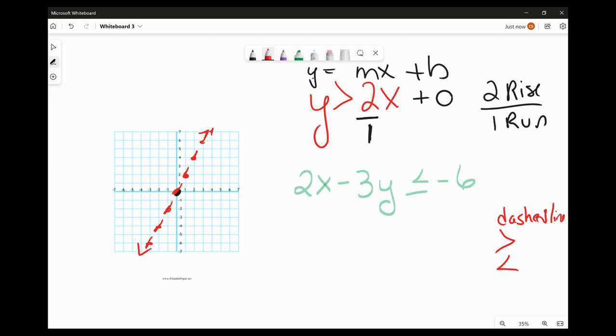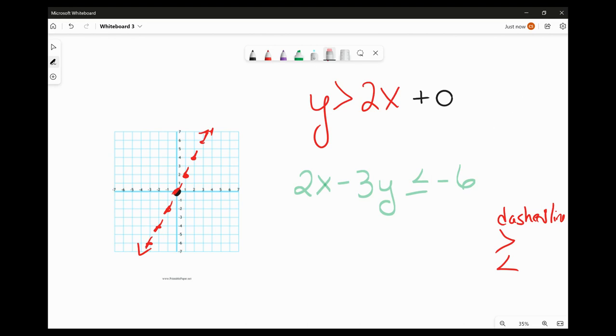And now we have to look at our shading. So I have to see which half of the graph should be shaded. And in order to do that, I'm going to plug in a point that's not on the graph. I like to use 0, 0. That's the easiest point to use because math with zeros is easy. But because that's on my line, I cannot use that point. So I'm going to use, let's use the purple here. I'm going to use this point right here, 1, 0. And so I'm going to plug the 1 in for x. I'm going to plug the 0 in for y. And then I'm going to solve.